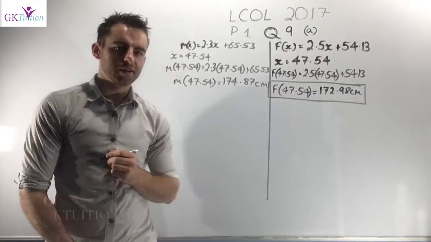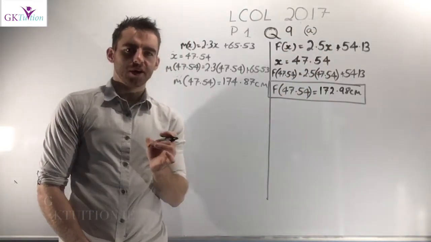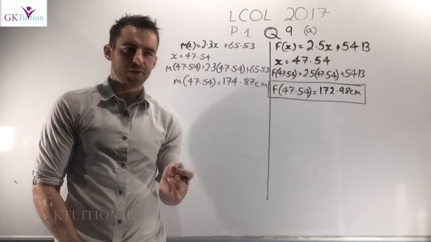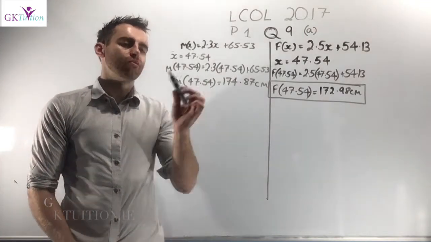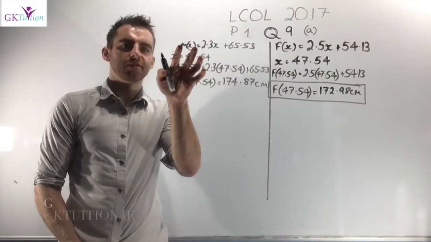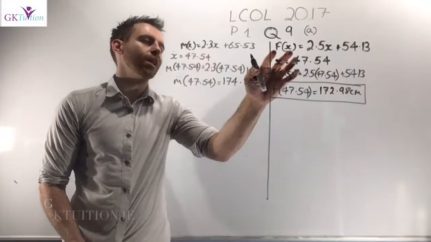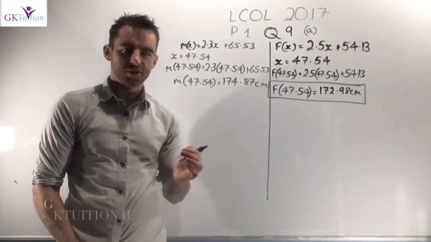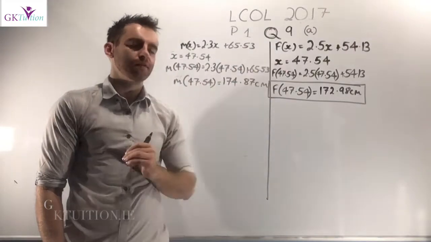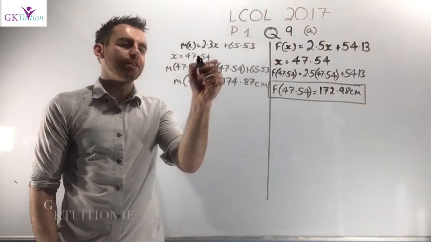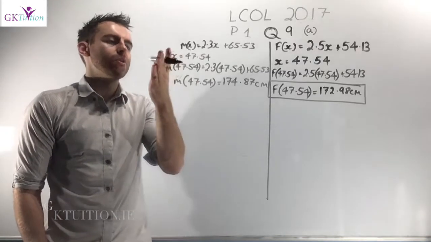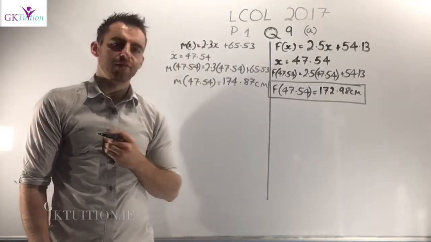In the first part of this question we're told that a person's height can be estimated by taking into account the length of their femur. We're told that x represents the length of a person's femur, m of x represents the height of the corresponding male, while f of x represents the height of the corresponding female. We're asked to find the height of a male and the height of a female whose femur is 47.54 centimeters. So it's relatively straightforward. It just means sub in x equals 47.54.